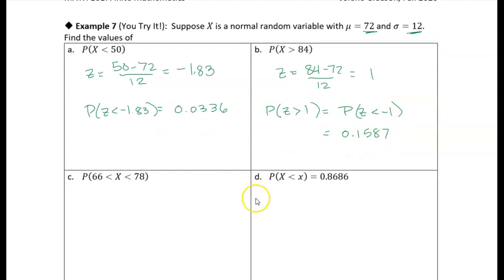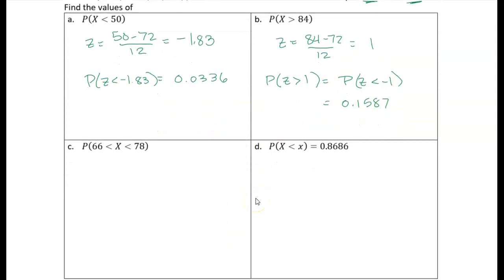All right, now the next one we're looking for the probability that the random variable is between a couple of values. So let's first just convert those values to z-scores. 66 minus 72, which is the mean, divided by 12, which is the standard deviation, gives us a z-score of minus 0.5. Negative, that makes sense because it's below the mean. 78 minus 72 over 12, that's going to give us the z-score for 78. And we expect it to be positive, which it is, positive 0.5.